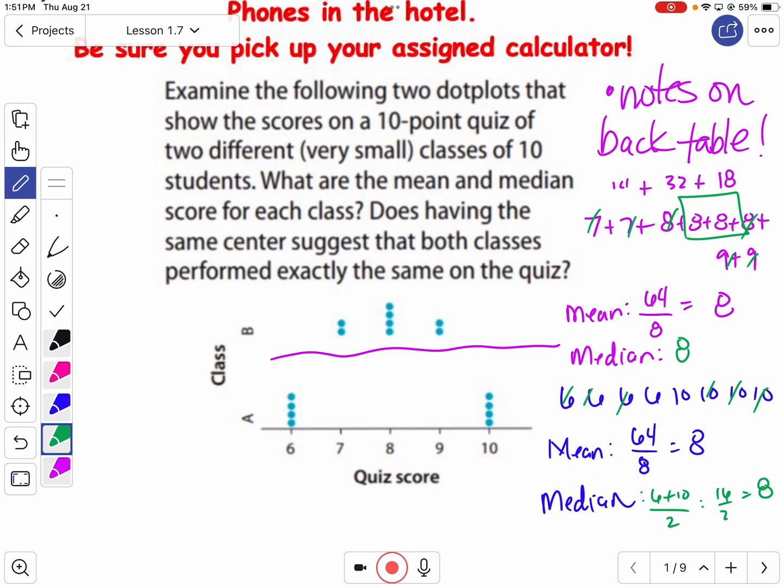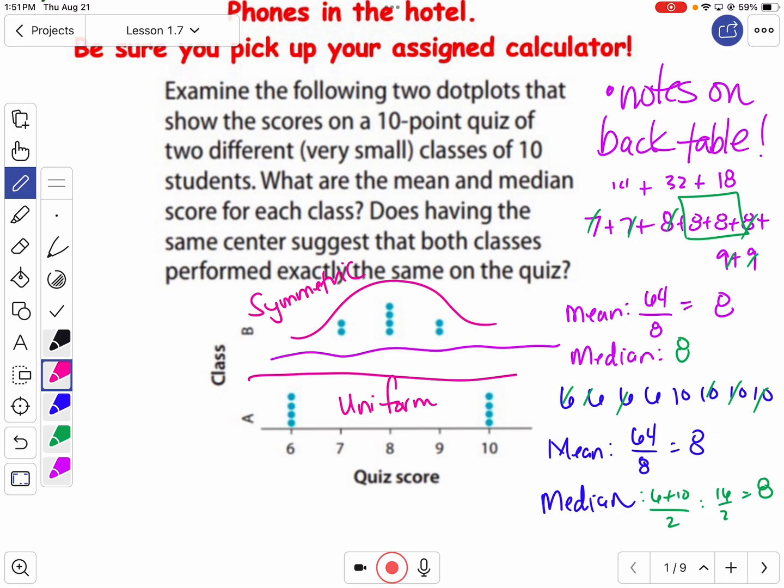No, okay? How would you describe the shape of that top class, Class B? It's symmetric, all right? What about this last one? It's a weird version of uniform, but it's actually uniform, because they both scored the same. It's the far ends, but they both scored the same.